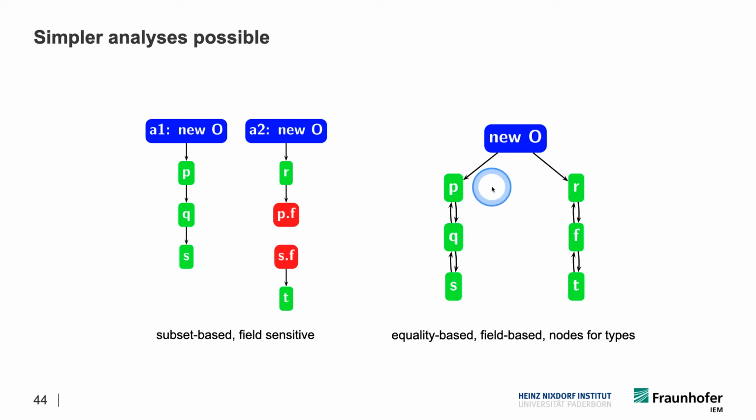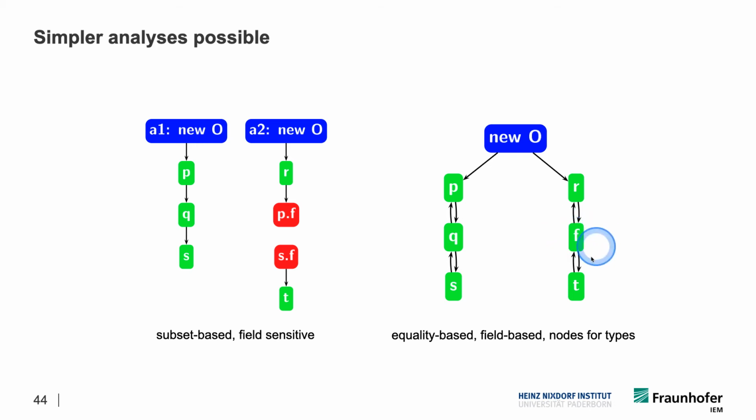Also here, I chose to have a field-based analysis, where we had P.F before and S.F before. This is now represented by the single node F. Okay, that's another design choice you can make. So you can instruct Spark to just do that, and then again, you will get a slightly smaller graph.